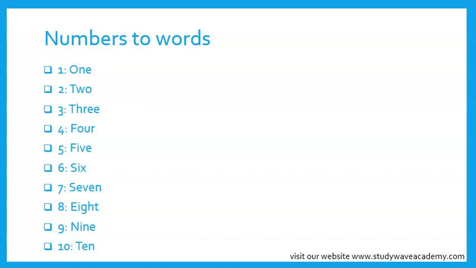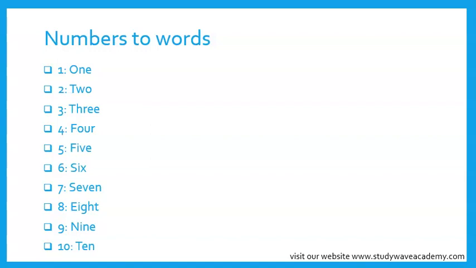Okay, that is good. So now can you spell 1 for me? O-N-E. Good. Can you spell 2? T-W-O, 2. Can you spell 3? T-H-R-E-E. Can you spell 4? F-O-U-R, 4. Can you spell 5? F-I-V-E, 5.